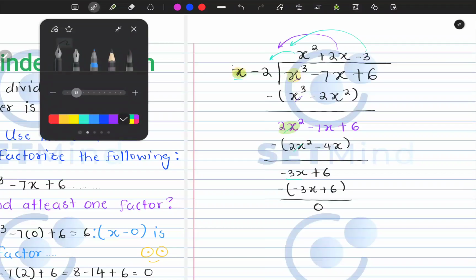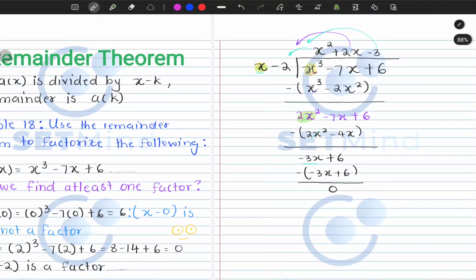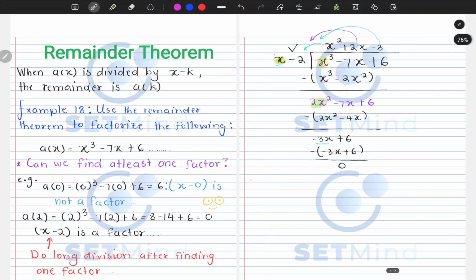So when we are looking at our factors, we already knew one of them, which is that one there. So our A of x can be expressed as x minus 2, remember. Then the other one, which is at the top now, is x squared plus 2x minus 3.